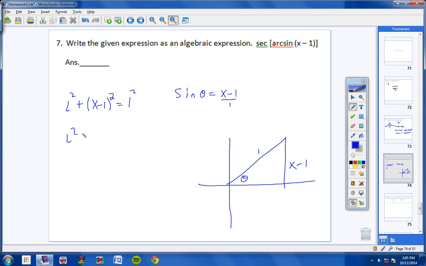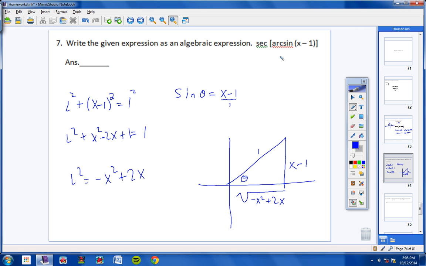So you'd really have L squared plus x squared minus 2x plus 1 equals 1 squared, which is 1. And then bring all this over. You have L squared equals negative x squared plus 2x, and of course the 1's will cancel out. Take the square root of both sides, and you have the square root of negative x squared plus 2x. So there we go.